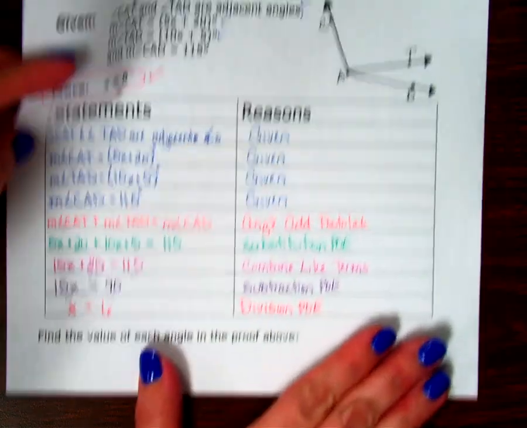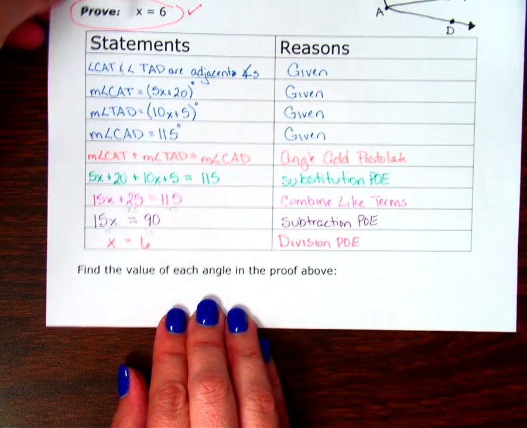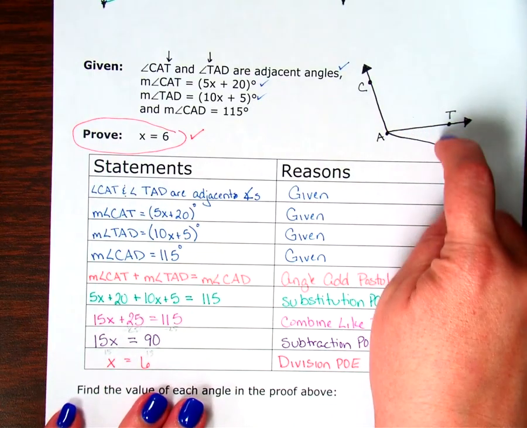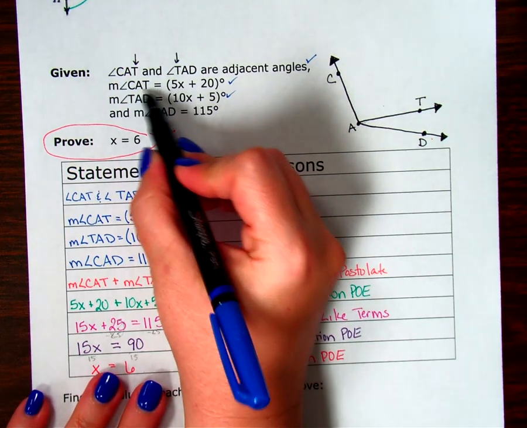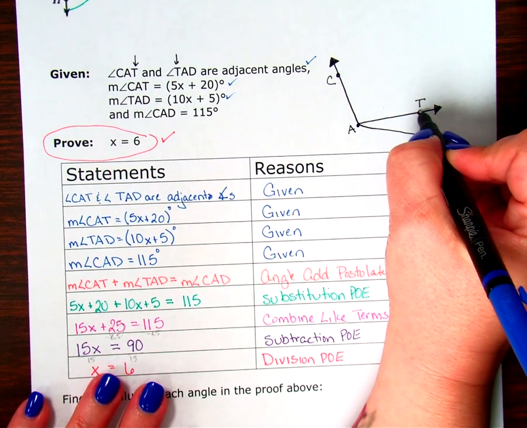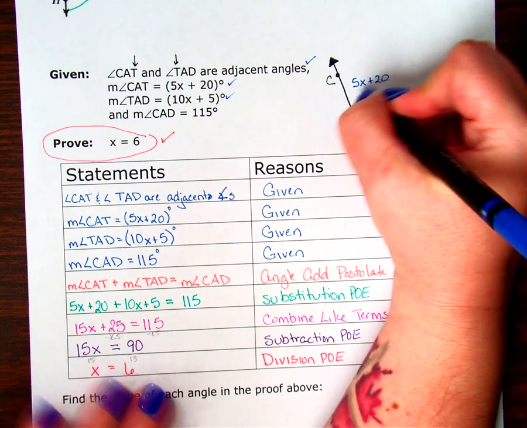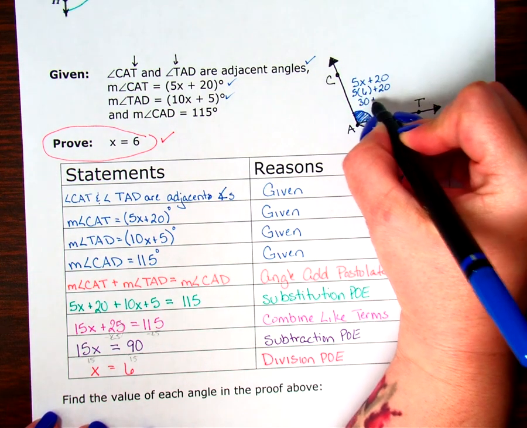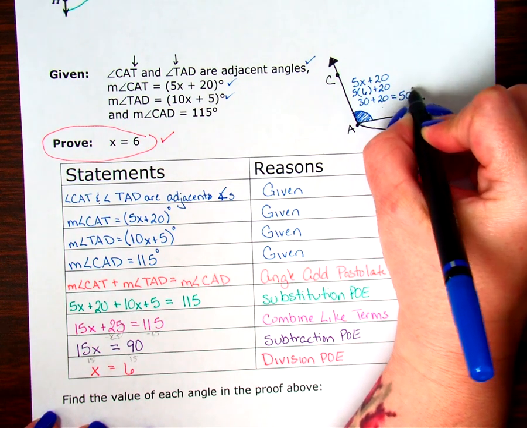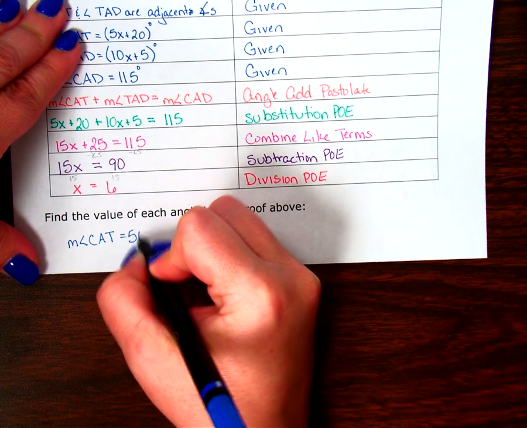And then the last thing this asks me to do, it says to find the value of each angle in the proof above. So remember, up here, there's really 1, 2, 3 different angles. So it wants me to find the value of each angle in the proof. Okay, so I know that CAT is 5x plus 20. So CAT, that's this angle here, is 5x plus 20, and we have just now proved that x is 6. So 5 times 6 is 30, plus 20 is 50 degrees. Okay, so the measure of angle CAT is 50 degrees. So down here I'm going to say the measure of angle CAT equals 50 degrees.